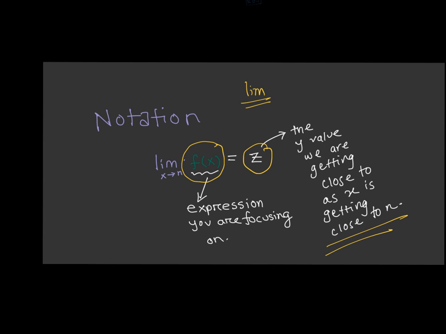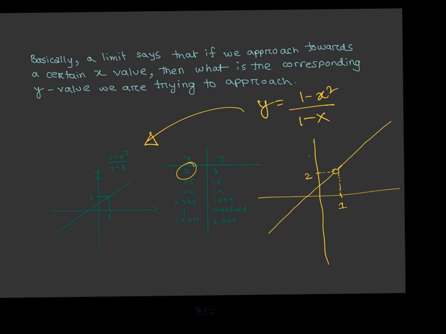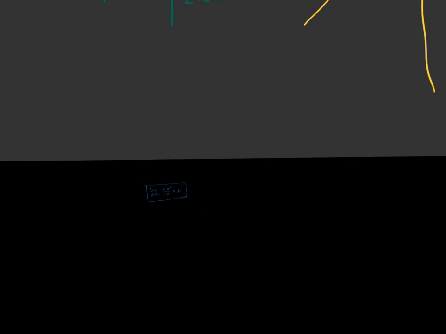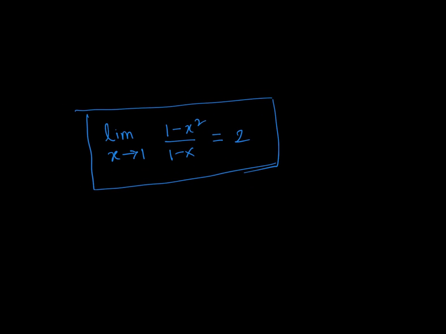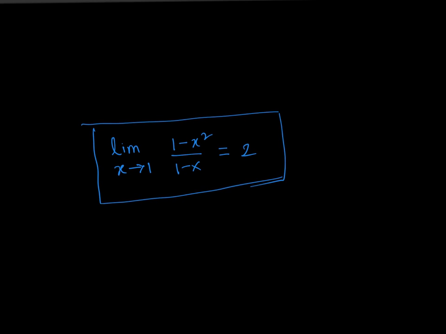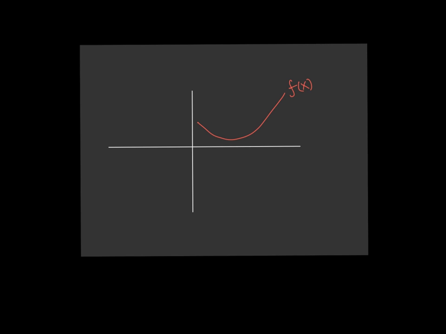So for the previous example, when x was trying to go towards 1, the y value, which is the expression over here, 1 minus x squared divided by 1 minus x, this whole expression is trying to go towards 2. Now limit is very important because we will be discussing soon what a derivative is, so you will need this concept of limits.